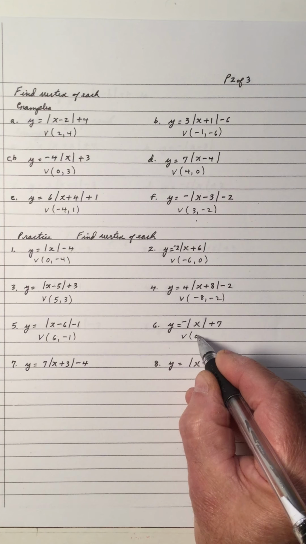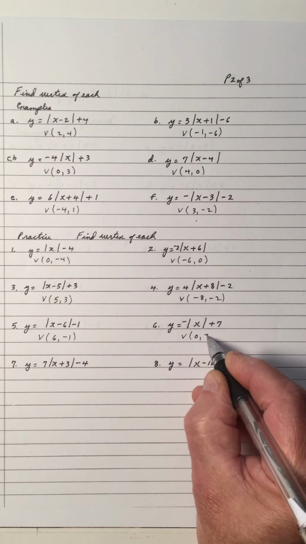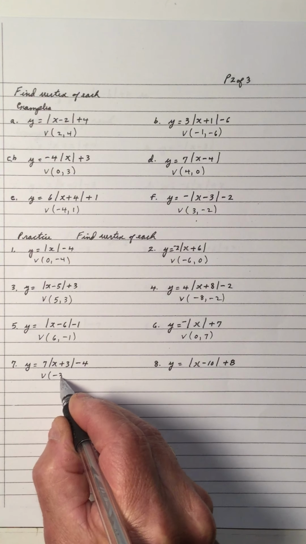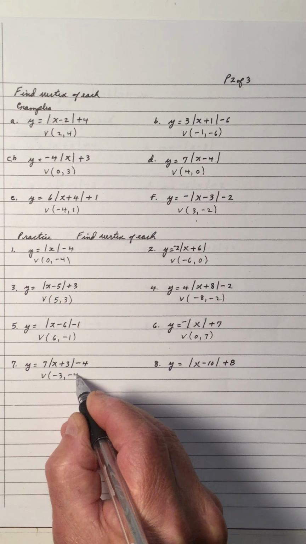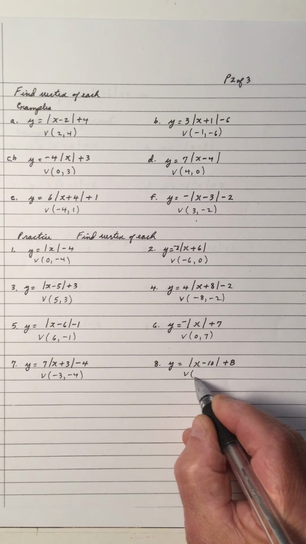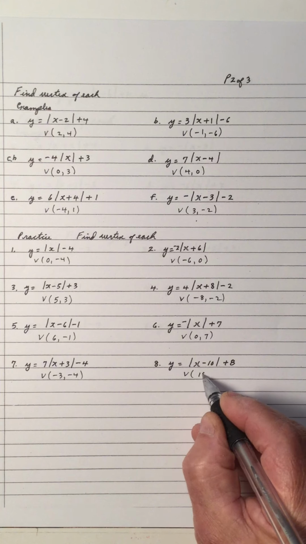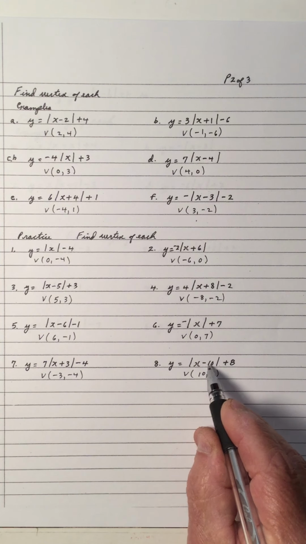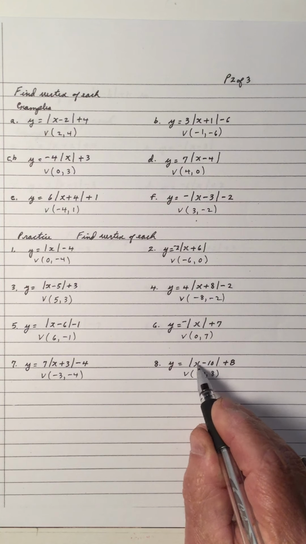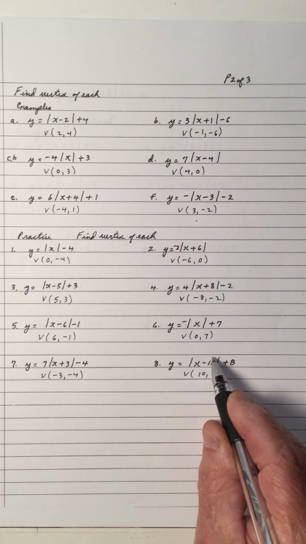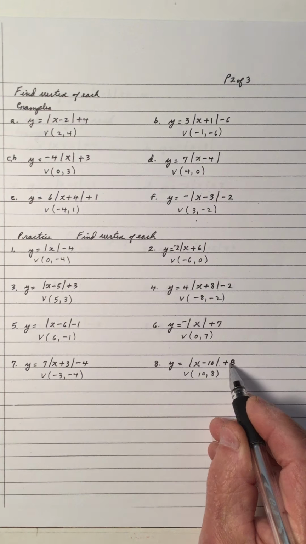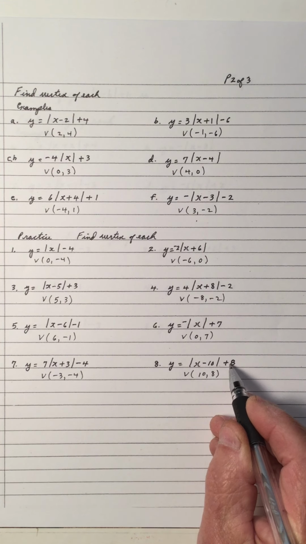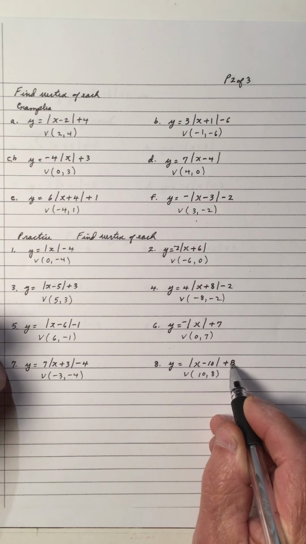Vertex: x is 0, y is 7. And vertex: x is negative 3, y is negative 4. And the vertex for number 8: x is 10, y is 8. And just to repeat, when you put a 10 in this expression here, you get a 0. The absolute value of 0 is 0, so y is 8. So it's the opposite of what's on the inside, keeping the k term on the outside.